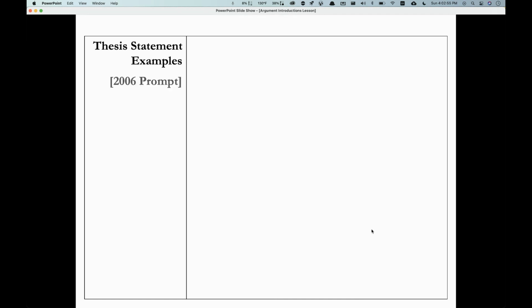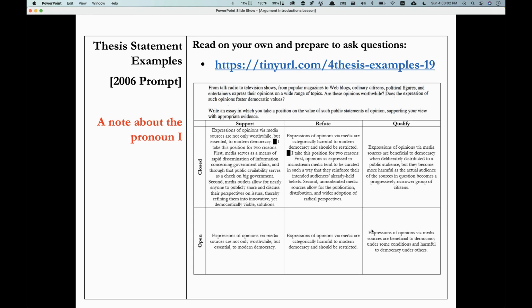All right, some examples of thesis statements. These are based on the 2006 prompt. So here they are. If you go to the link there, which I will also make sure is in the description, you can see the document that contains these. And by the way, these are in response to the prompt you can see on the top there. It was a 2006 AP Lang argument prompt. There are 6 versions of thesis statements here. So please pause the video, take a minute to just listen or to read through these different thesis statements and pay attention to which ones are open and closed and which ones are supporting, refuting, and qualifying the thesis statement. Or excuse me, the main claim in the argument.